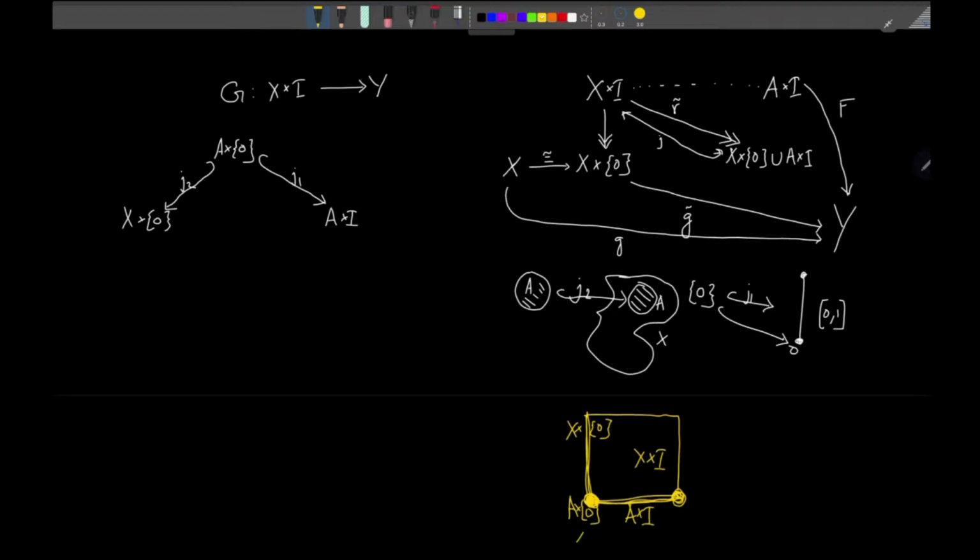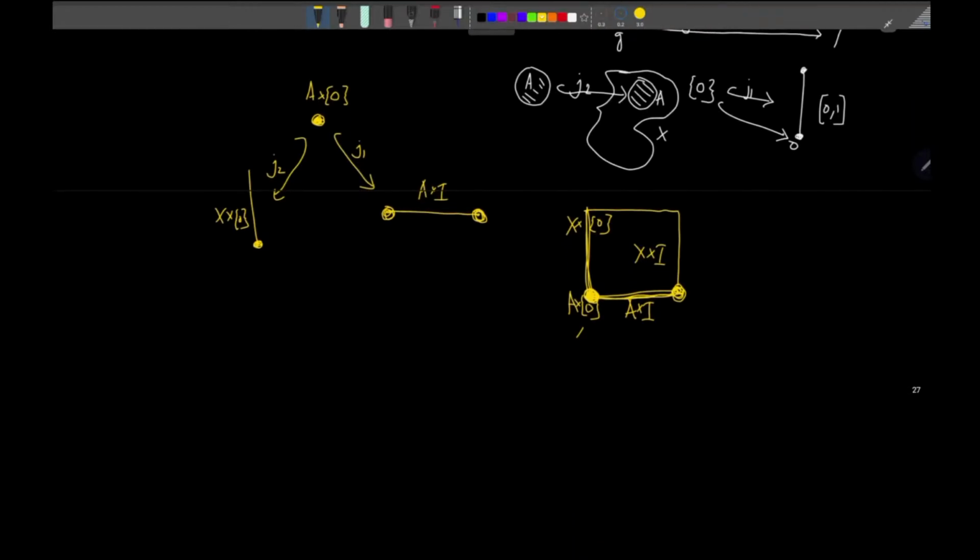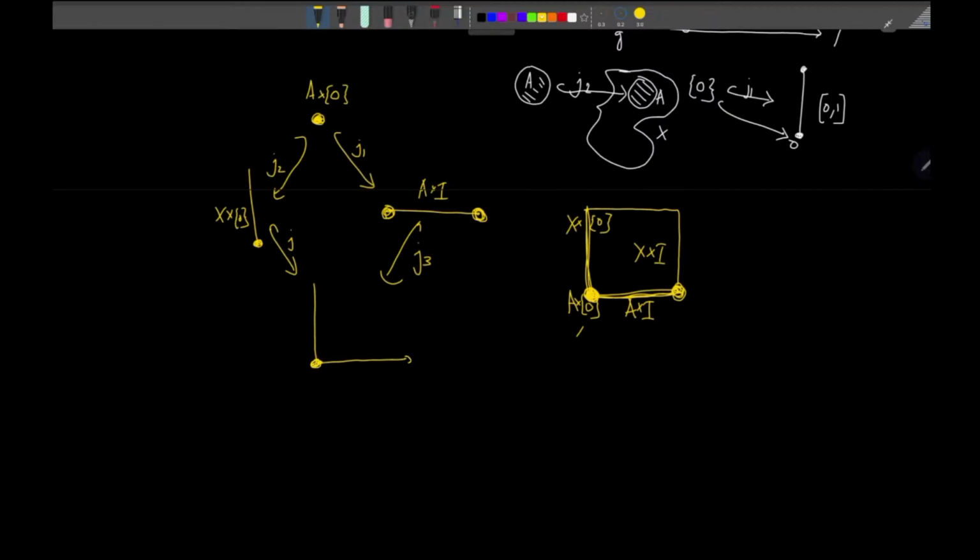And now what we are doing? So this really looks like this. You have this point A cross 0. We can repeat the diagram again, but let's get this clear. We can inject this into this line by J1, which is A cross I, and again by J2, this injection, we can inject it onto this line, which is X cross 0. And now, having these, we can inject them again. Let's say this is J3, this is J4. We inject them into X cross 0 union A cross I.